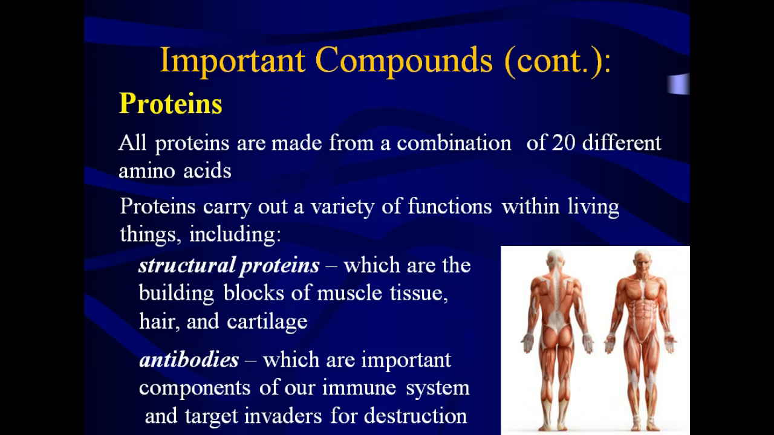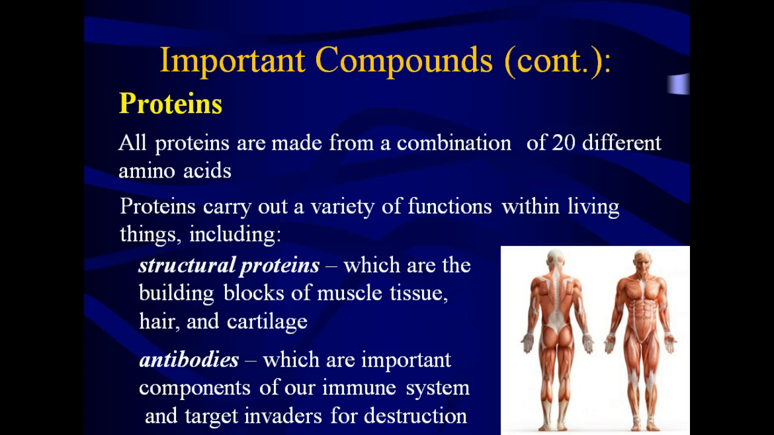Proteins, I tell students, you want to think of them as like the toy Legos. What can you build with Legos? Well, just about anything, right? You can build cars and buildings and airplanes and even people. So proteins are like Legos. The cell can build just about anything with proteins. So there are structural proteins, which are building blocks of different tissues. Muscle tissue, nervous tissue, hair, cartilage, those are all made of proteins.